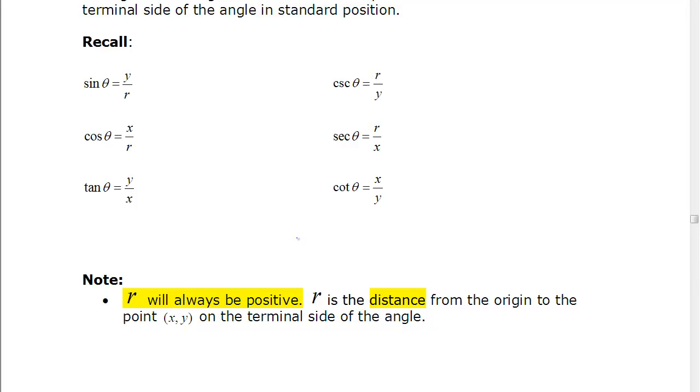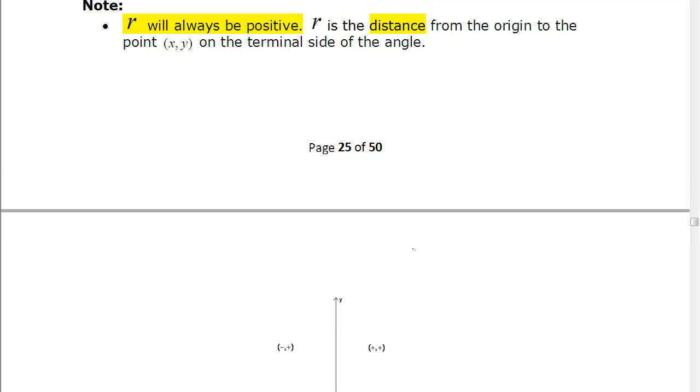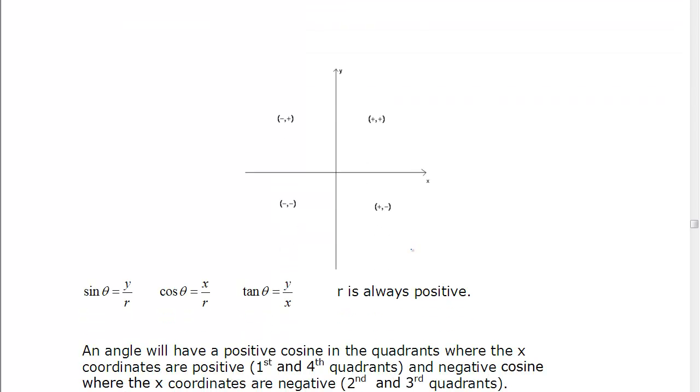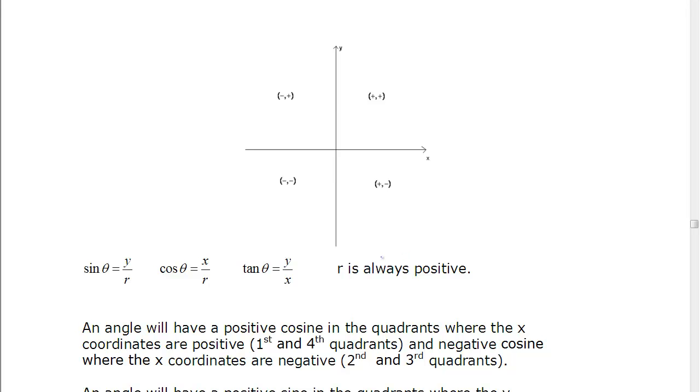We find it using the Pythagorean theorem. So if you think about it, r is always going to be equal to the square root of x squared plus y squared. And so when you take the square root of two squared values, the answer is going to have to be positive. So r is always positive. So we only need to figure out the signs of x and y to figure out the signs of our trig functions. So in quadrant 1, where both are positive, everything is positive.